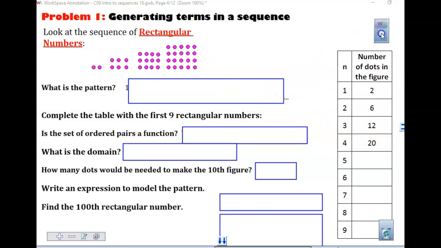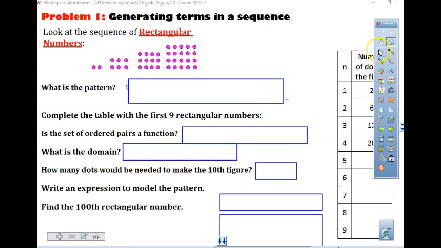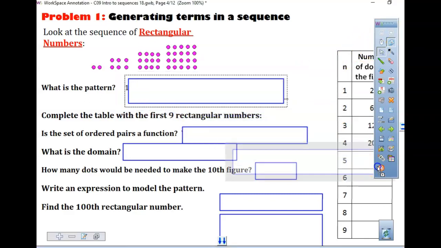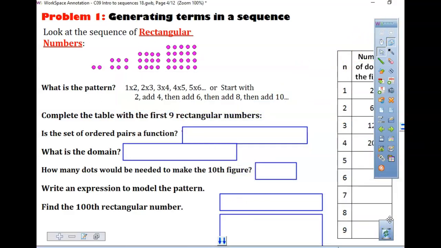So the question says, what is our pattern? What does it look like is happening each time? If we are looking at this, we want to write down 1 times 2, 2 times 3, 3 times 4, 4 times 5. Okay? So when we are writing that pattern, 1 times 2, 2 times 3, 3 times 4, as we are looking at that, we start with 2, and notice, then we add 4, then we add 6, then we add 8.